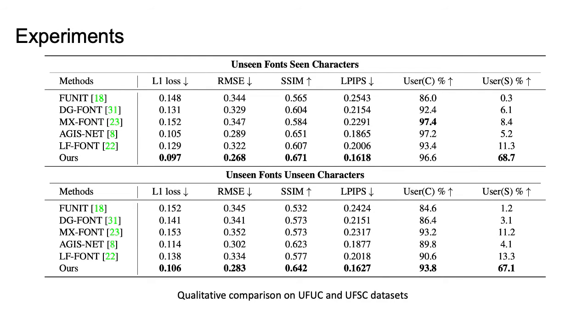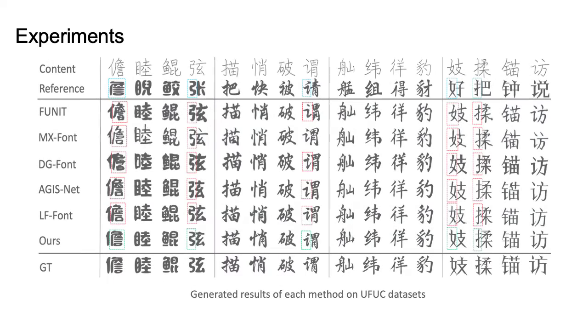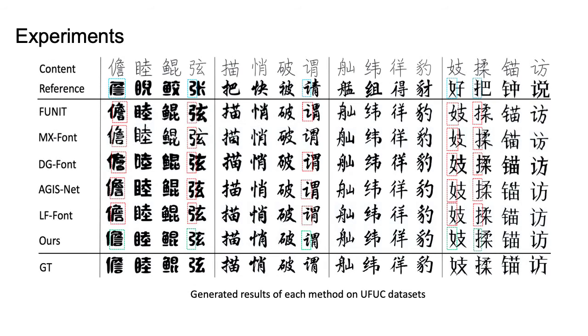We compare our results with previous methods. We test the models under two setups: unseen fonts seen characters and unseen fonts unseen characters. Our results outperform other competitors in both qualitative and quantitative aspects. Especially, the qualitative results show that the proposed FsFont can generate images with fine-grained style preserved.